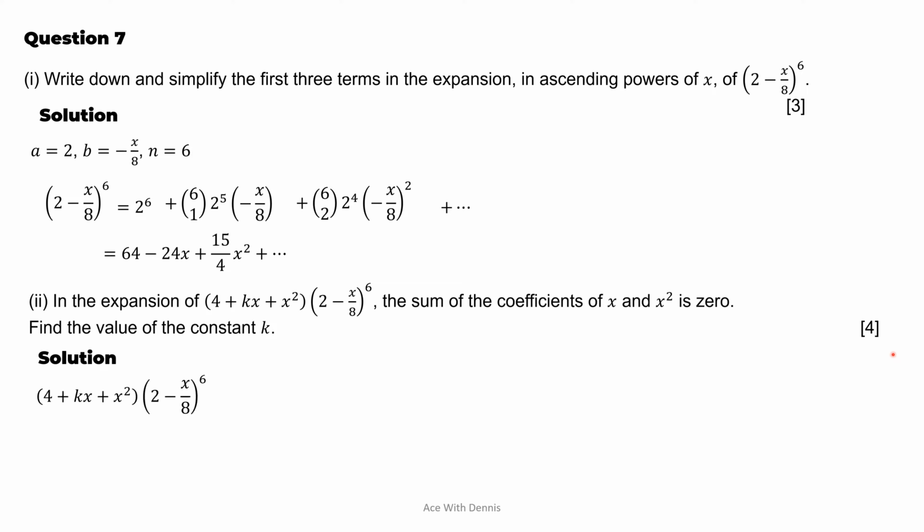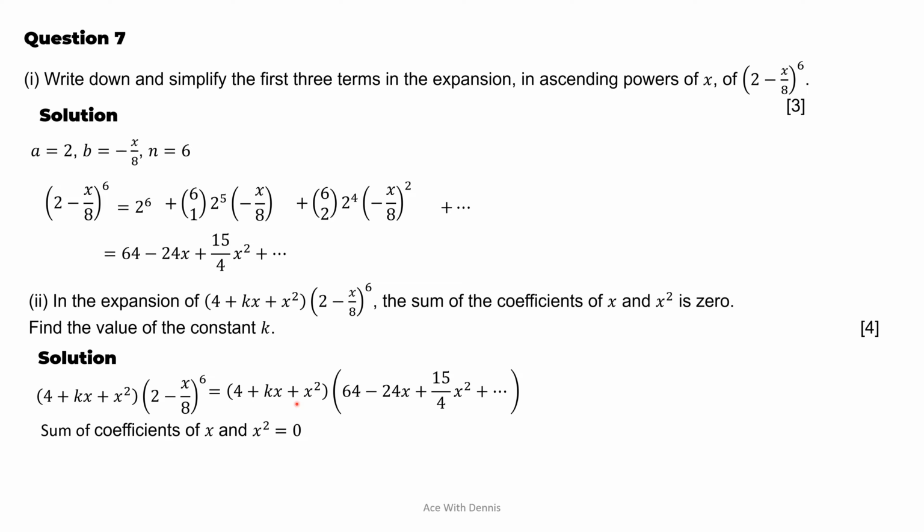And here's the solution. From the given expression here, (4 plus kx plus x squared) times (2 minus x over 8) to the power of 6, we can substitute this binomial term to be 64 minus 24x plus 15 over 4 x squared, and so on, from what we got from part 1. This first bracket, we don't do anything, we just copy down.